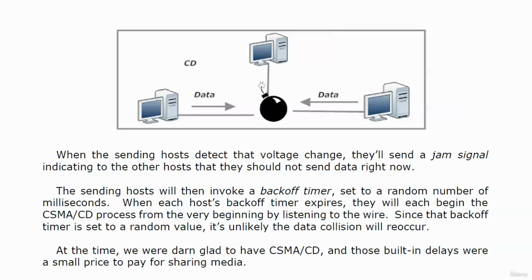When the sending hosts detect that voltage change, they go, oh man, we got a data collision. So they send a jam signal, which indicates to other hosts on that shared media that they should not send any data right now because there's a little bit of a problem. Now the sending host will then invoke a back-off timer, and that is set to a random number of milliseconds. And when each host back-off timer expires, they begin the CSMA-CD process from the very beginning by listening to that wire. And since the back-off timer is set to a random value, it's very unlikely the data collision is going to occur.